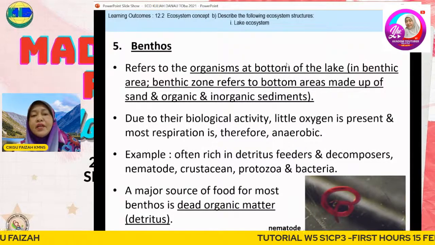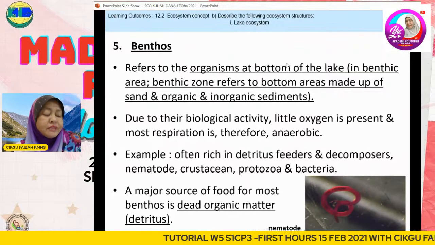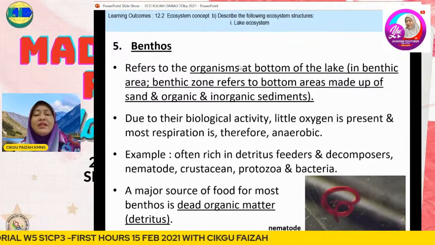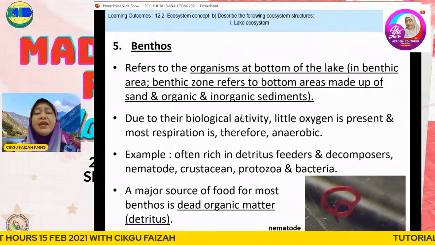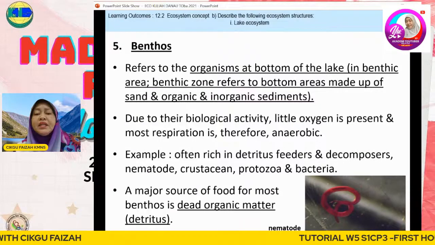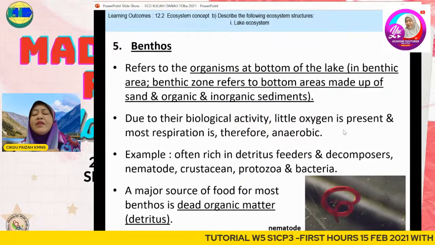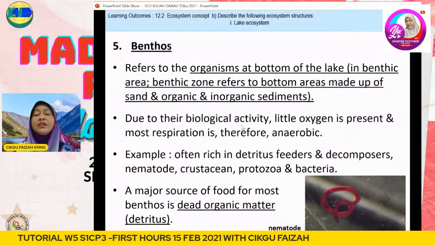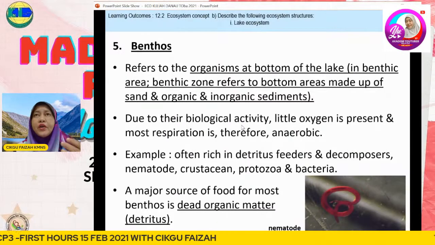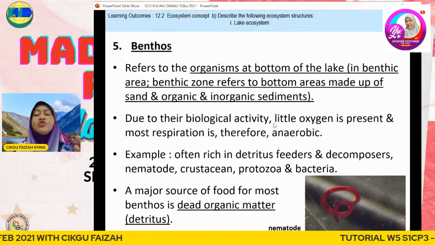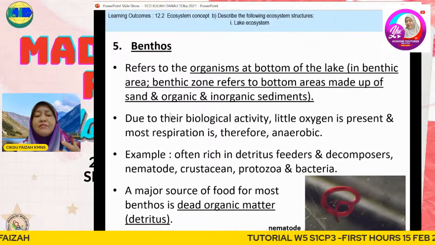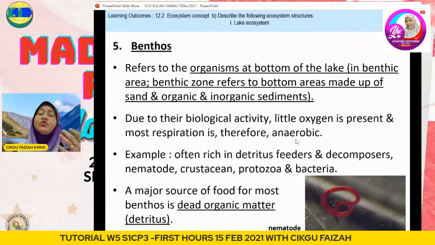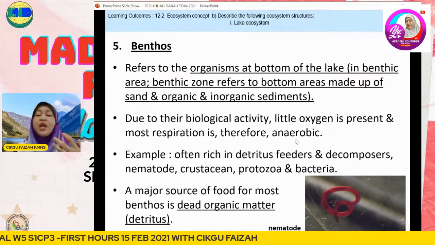profundal zone. Okay, class, where we call this organism that lives at a benthic area, right? And they usually have little oxygen. Below the compensation point, the rate of respiration is higher. So this organism that lives in the benthic zone, what we call a benthos, even if there is little oxygen, they are okay.